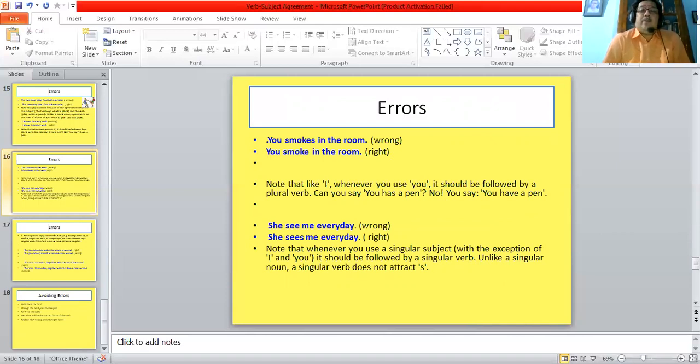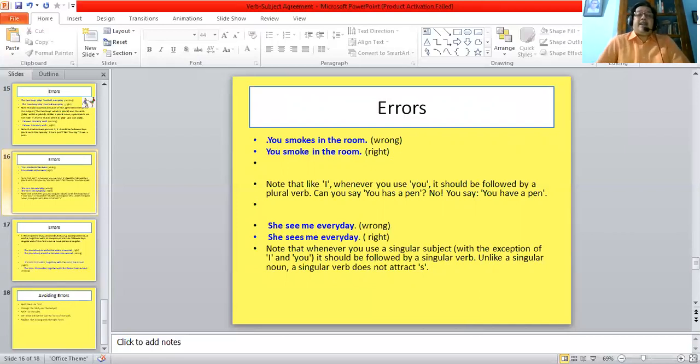And you should be followed by the plural verb. Can you say "you has a pen"? No, you have to say you have a pen. Okay. She sees me every day. This is the correct form. The wrong sentence that we have over here is "she see me every day."